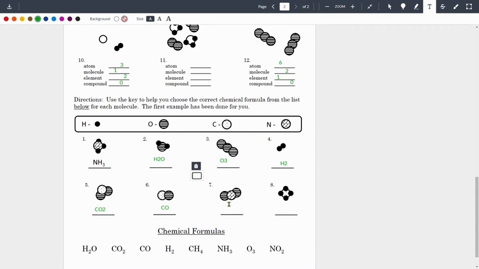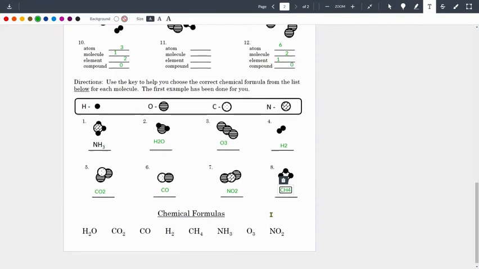2 oxygens bound with an N. This would be nitrous oxide, NO2. And last but not least, we've got a carbon bound with 4 hydrogens. This is CH4. He's also known as methane.